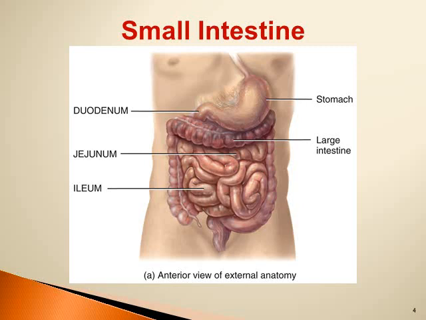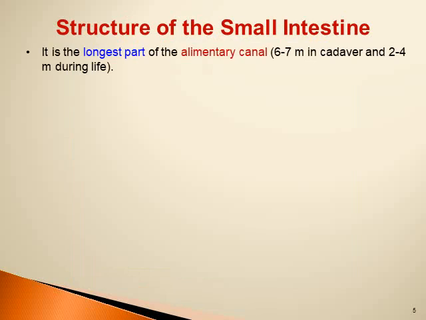As you studied in anatomy, the small intestine is composed mainly of three parts: the duodenum, the jejunum, and the ileum. And it extends between the stomach and the large intestine from the pyloric sphincter to the ileocecal valve. So the small intestine is the longest part of the alimentary canal. It has a length of 6 to 7 meters in cadaver or in the dead body due to the loss of muscle tone, and 2 to 4 meters during life.